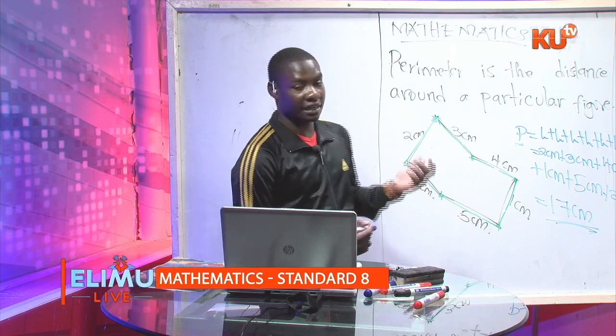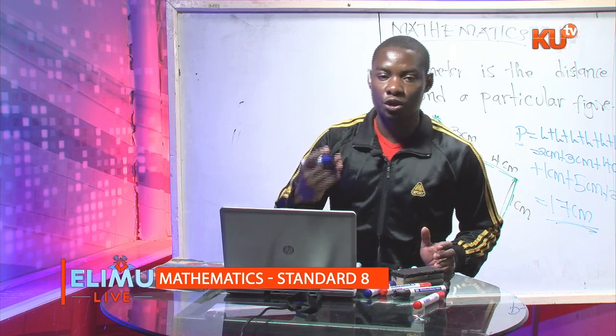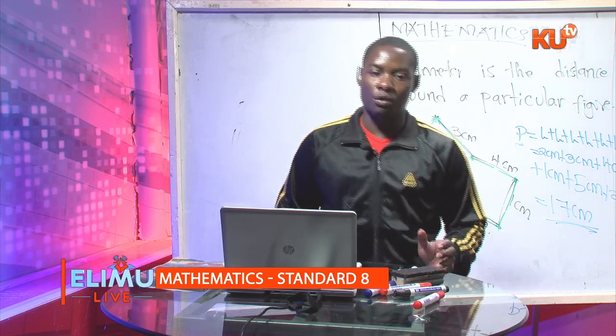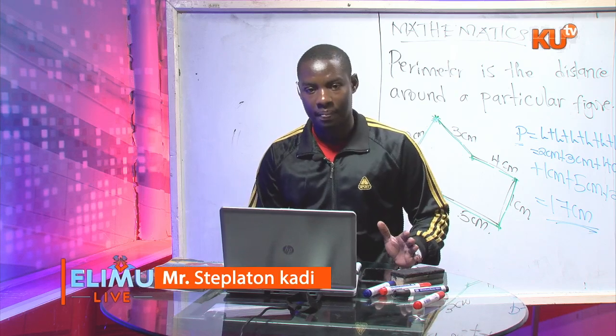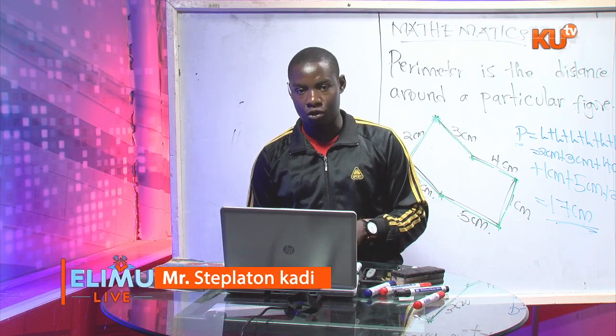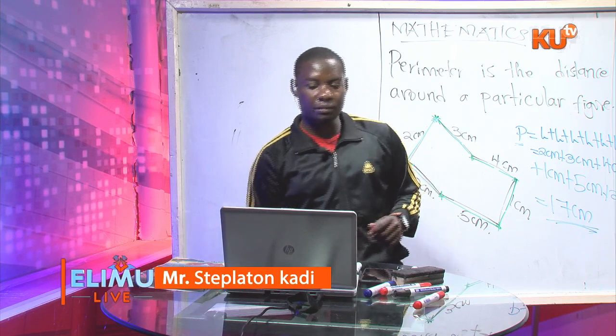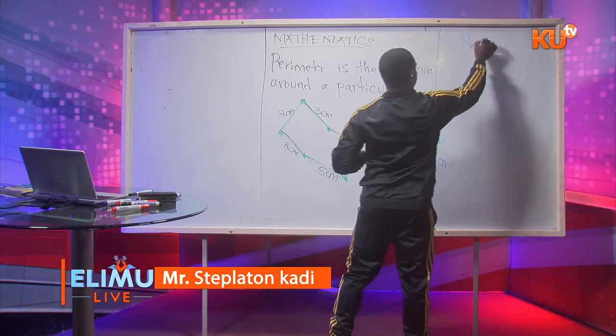So let's look at the regular figures. Now when we look at regular figures here, we are going to look at 3 figures. We will look at a rectangle, a square, and a triangle. So those are the regular figures that you're going to look at. So we start with a rectangle.